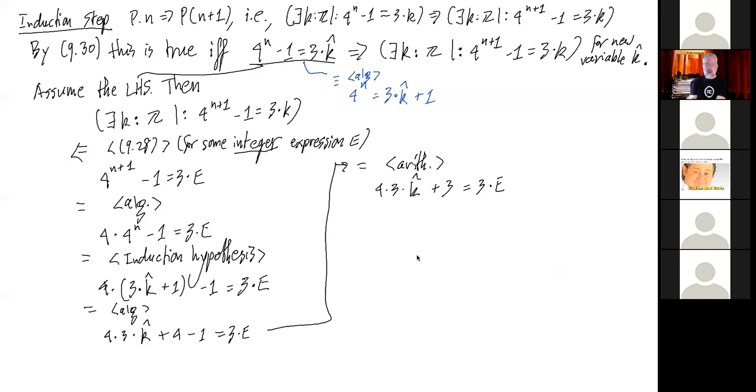But here I have finally rewritten this, and that's part of why I did the algebra and arithmetic stuff. Here I've got a 3 everywhere. And so I can divide through by 3, divide both sides by 3. And I'm going to get something that I know is an integer.